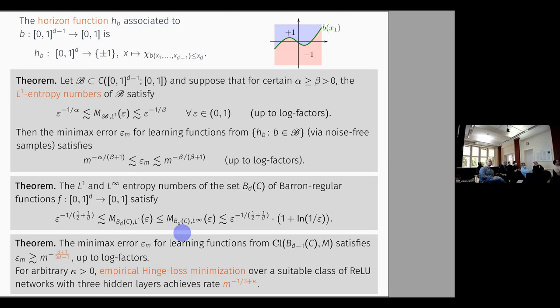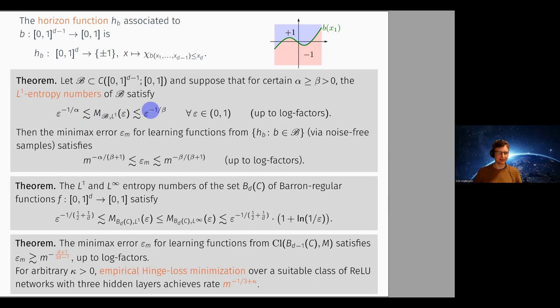the reason we allowed this here is because in the beginning, I mean, this is just if for some reason you are unable to really determine the sharp scaling of the entropy bounds, then you can still apply this result somehow.